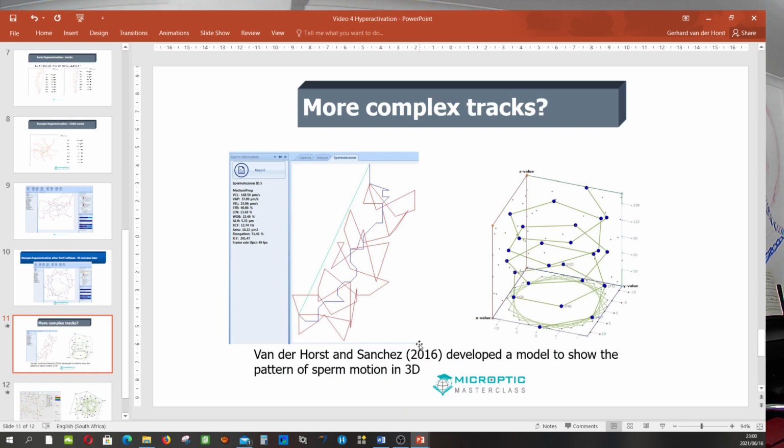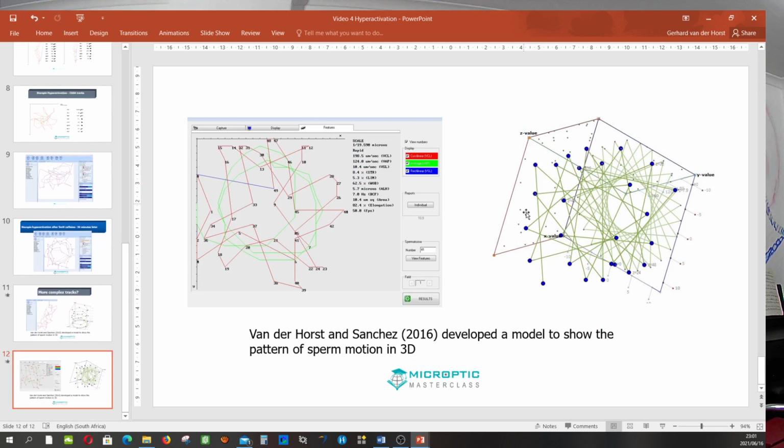And here, Van Horst and Sanchez have developed a model to show the pattern of sperm motion in 3D. So this is the actual 2D pattern, and this is taking into account the potential 3D using the Z value. And in really star sperm hyperactivation, this is how we imagine it would look. And it really assists us just to understand maybe the potential pattern of hyperactivation. So we will now discuss the importance of hyperactivation in the next session.